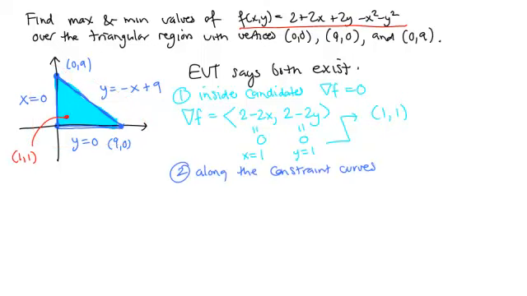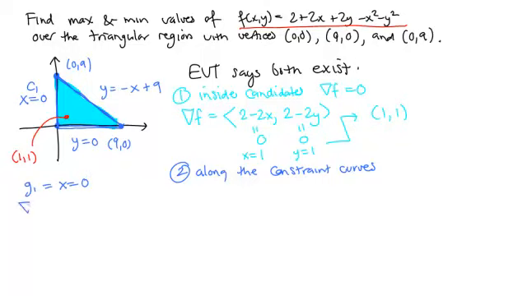Next, we need to look along the constraint curves. Now there's 3 separate curves to look at, which means we're going to have to do 3 separate Lagrange multipliers. So let's first call this one curve number 1, C1 right here. So this first curve has the constraint equation x is equal to 0. And so this is going to be our first G1.